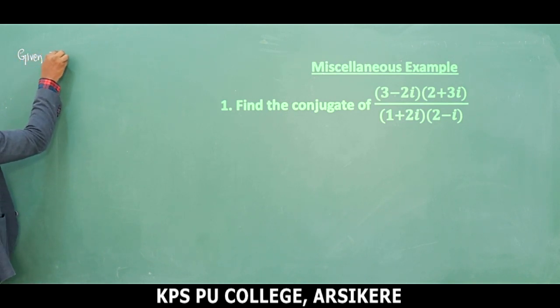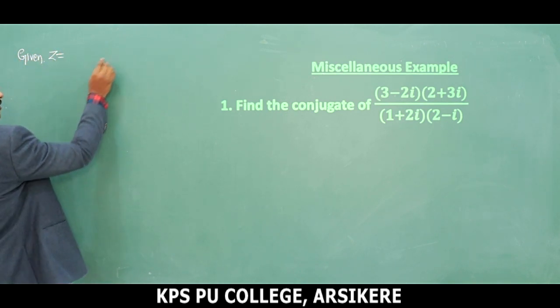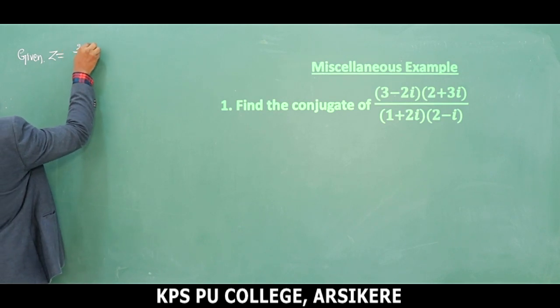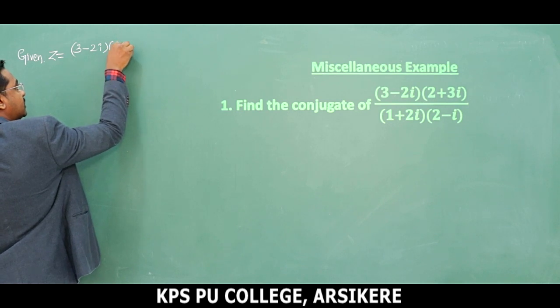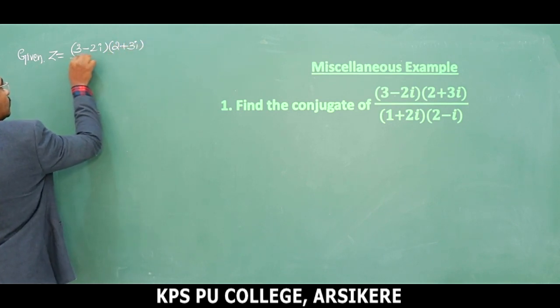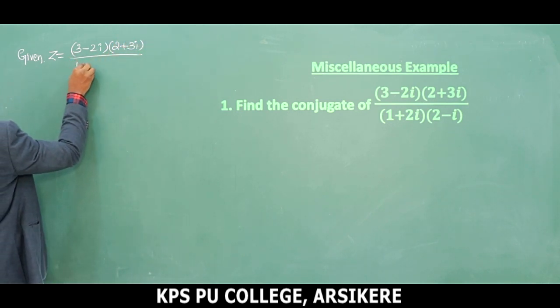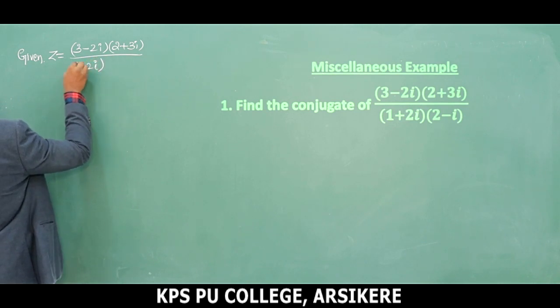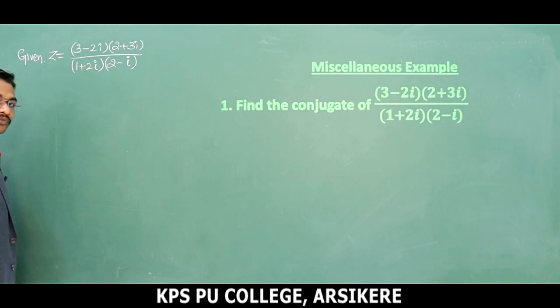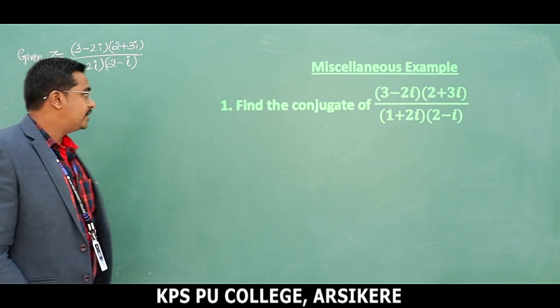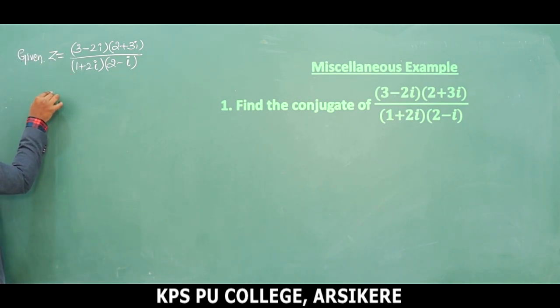Given, I will take this as z. z is equal to (3 minus 2i)(2 plus 3i) whole divided by (1 plus 2i)(2 minus i). Solution, continue the same thing. z is equal to, simplification.